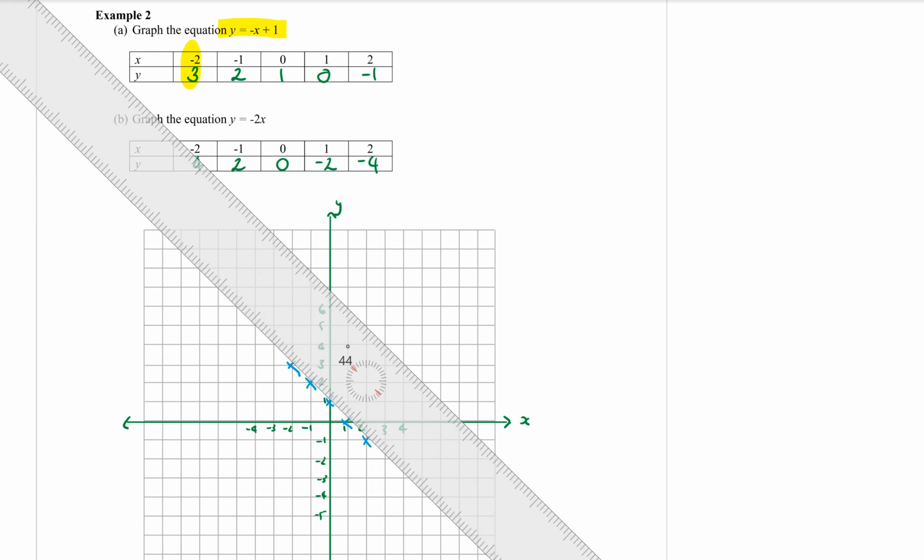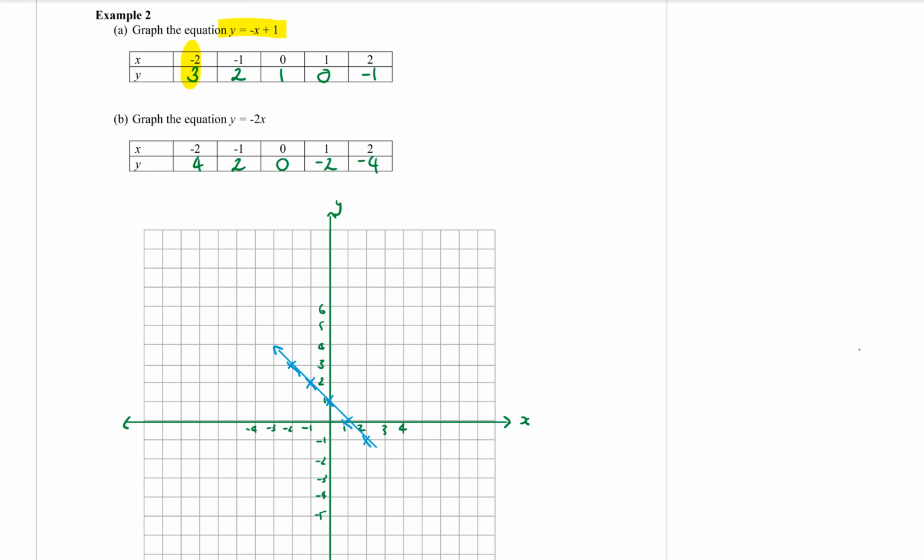So again, our line is going down as we go across the page. That's because of that negative. So that is y equals minus x plus 1. Our second equation is y equals minus 2x.